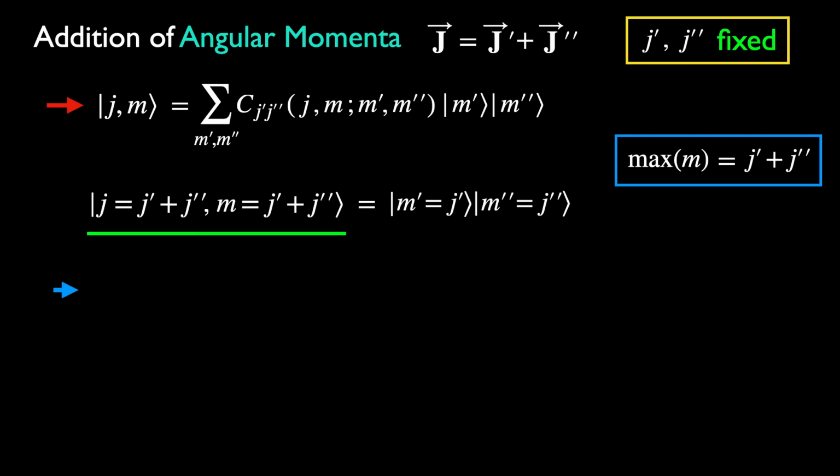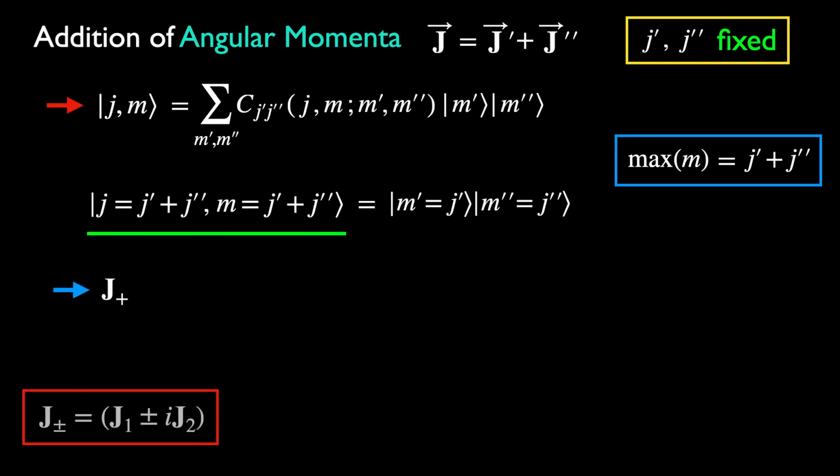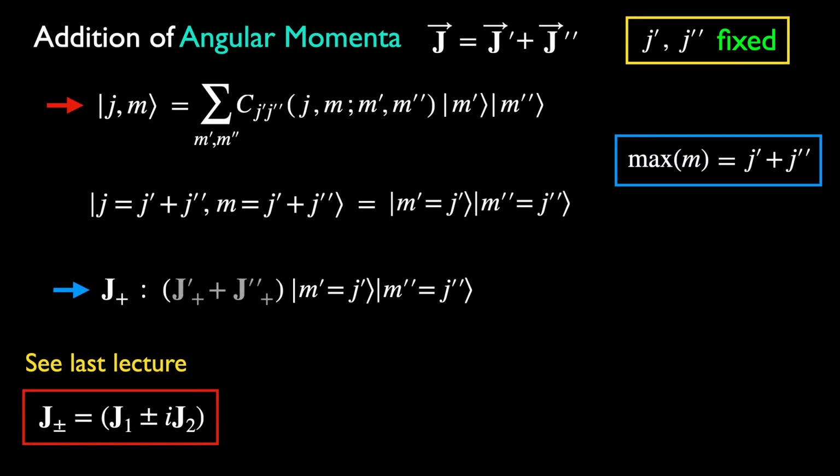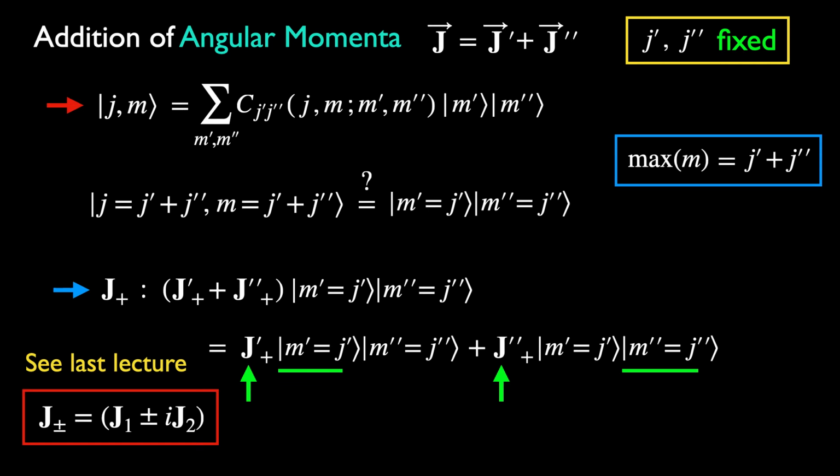This must also be a highest weight state. What this means is that if we apply the raising operator, as defined in the red box, for the total angular momentum on this state, we must get 0. This makes sense as there are no more states with higher values of m within this multiplet. J plus is also just the sum of the constituent raising operators, J plus prime plus J plus double prime. Let's check if the identity above is true by applying these operators to the product state. Indeed, both contributions in the sum are 0, as the raising operators act on their respective highest weight states in the product.